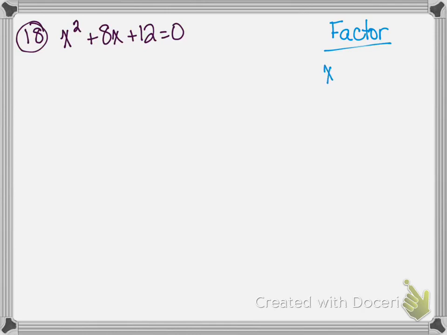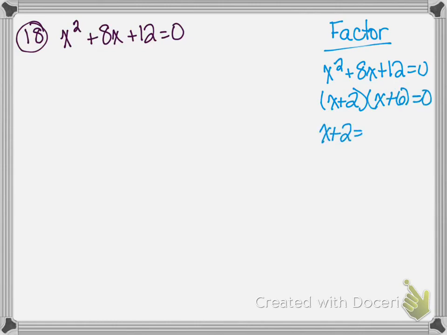So we've got x squared plus 8x plus 12 equals 0. Our sum is 8 and our product is 12. So 2 times 6 is what gives us 12, and 2 plus 6 gives us 8. So I have x plus 2 and x plus 6 equals 0. I set each one of those equal to 0. And so my answers are x equals negative 2 and x equals negative 6.